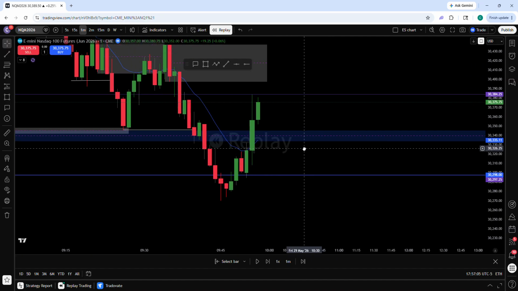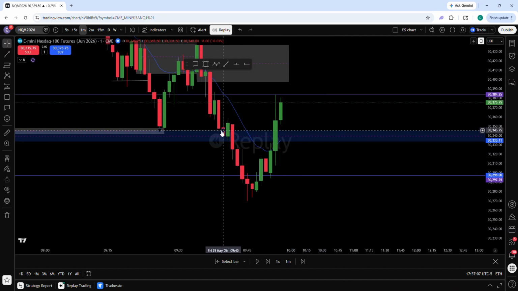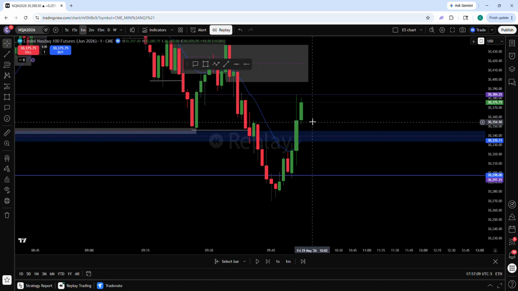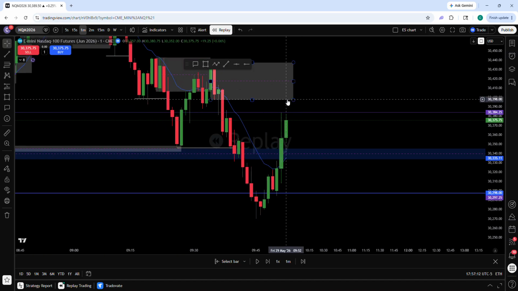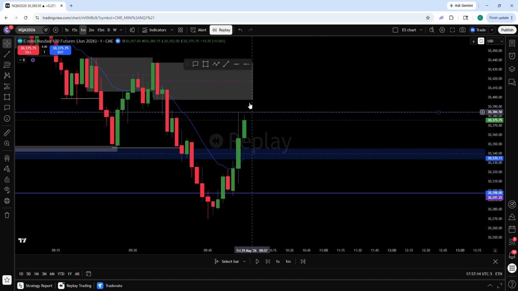Pulling back up, and we're above our white line now. We're into this swing point, but how far do we go? Do we come all the way up into here to roll back over? Because that's the short zone right here.